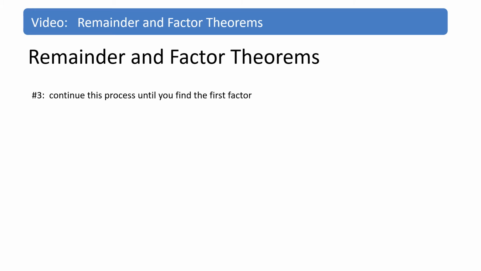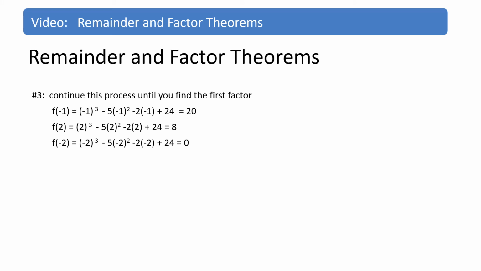Continue this process until you find the first factor. If we tried f of negative 1 and received the answer 20, we can rule it out. It is not a factor. f of 2 works out to be 8. Again, not a factor. f of negative 2 works out to be 0. So negative 2 is a factor.